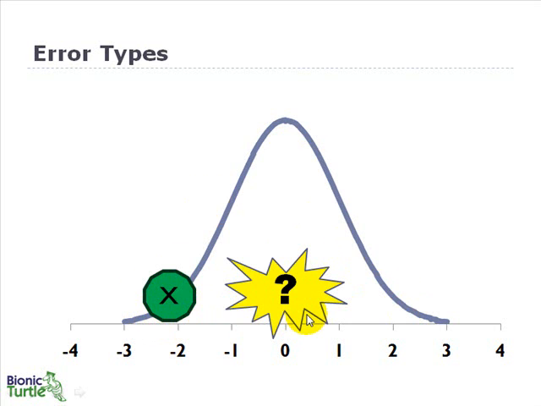Our null hypothesis is that it is 0, but we get a sample statistic, and we'd like to be able to decide. We'd like help on the decision as to whether the population parameter is 0 or not.